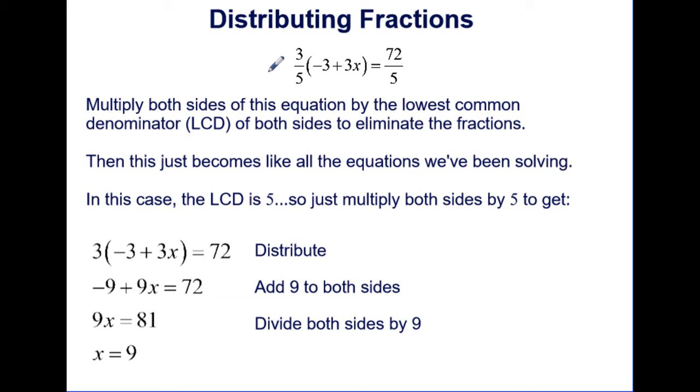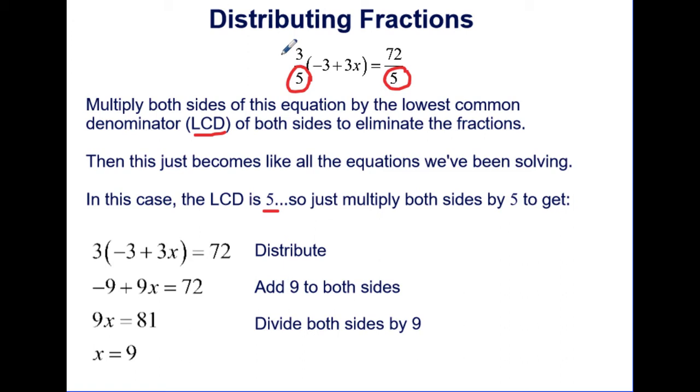3/5 times the quantity -3 plus 3x equals 72 over 5. Instead of distributing the 3/5, you can multiply both sides of this equation by the lowest common denominator, or the LCD, of both sides to eliminate the fractions. Then this just becomes like all the equations we've been solving before. In this case, if we look at the denominators, we have 5 and 5. So the least common denominator is 5.